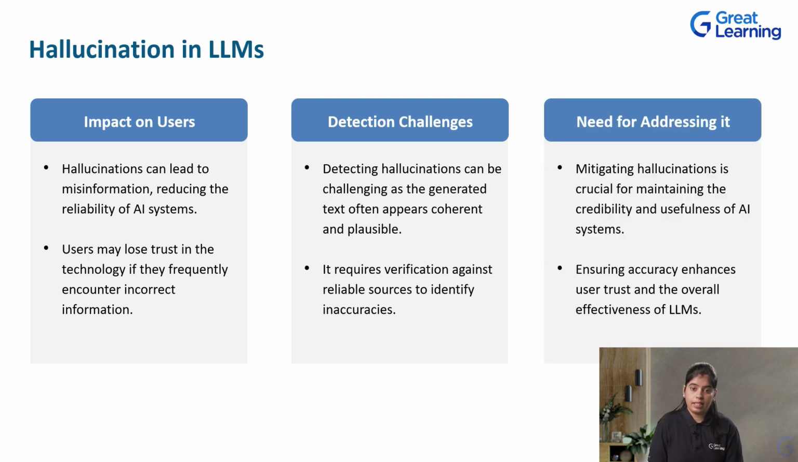After that, the need for addressing it. Mitigating hallucination is crucial and important for maintaining the credibility and usefulness of AI systems. Ensuring accuracy enhances user trust and the overall effectiveness of LLM. If we get an accurate response, only then can we proceed to the next step. Everything will get stopped if you are getting an inaccurate response, or a response which is not relevant to the query we are asking.